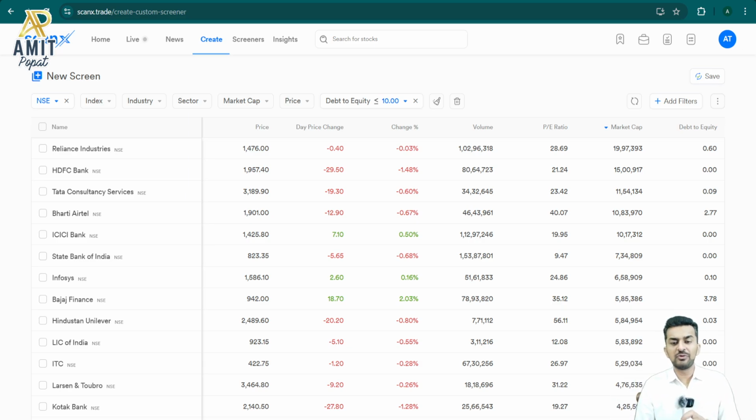The point I'm trying to drive home is that whatever lessons were taught to you during the ratio analysis are still relevant, are still making sense. Okay, so debt to equity ratio.